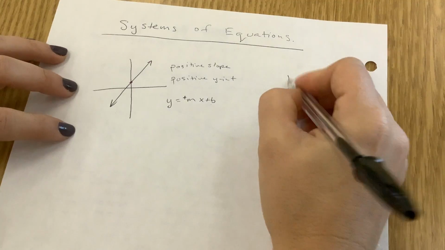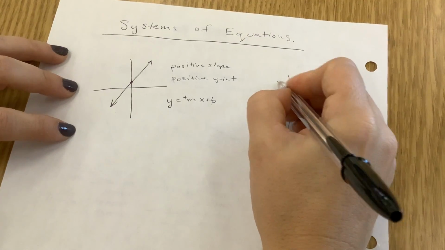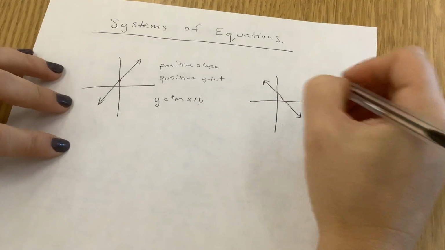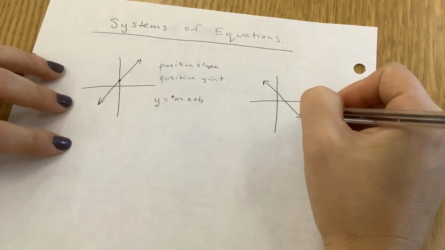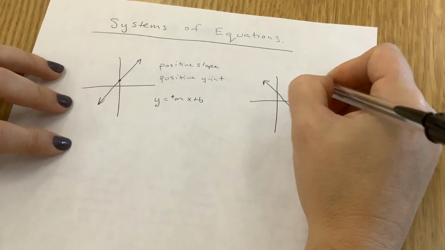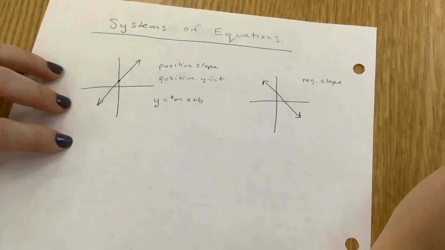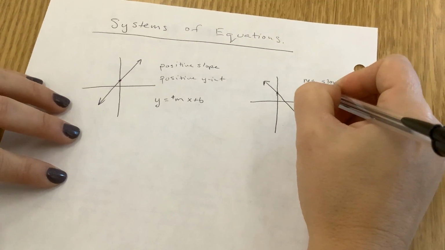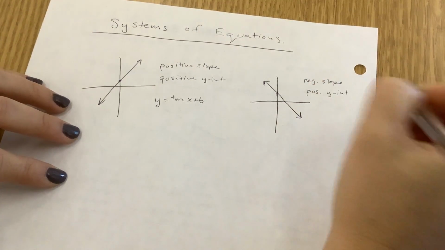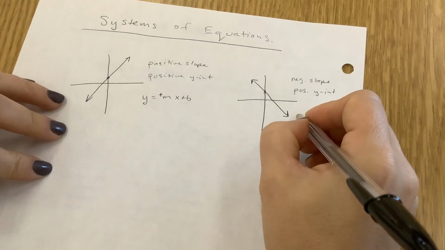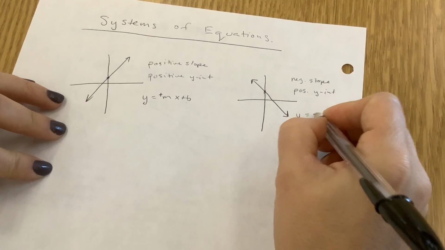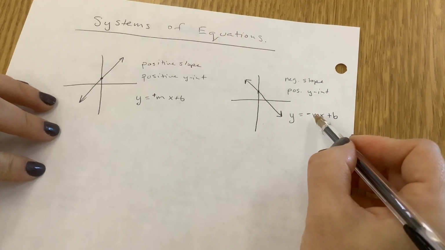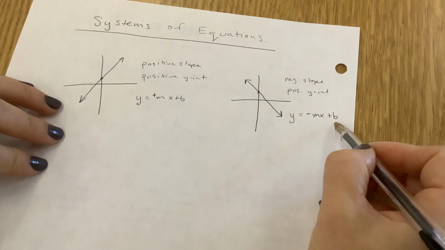And so if I look at another graph and it's going this direction, what type of slope is that going to be? Okay, so now we have a negative slope with what type of y-intercept? With a positive y-intercept. Okay, and so the equation of this one would be y equals a negative mx plus b. We just know that the slope would be negative and that the intercept would be positive.